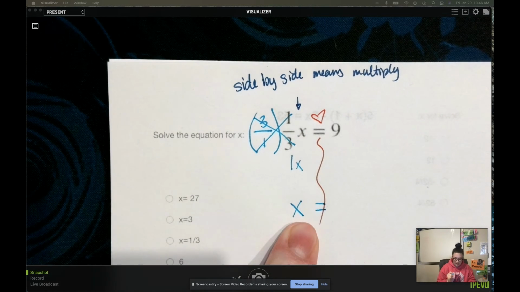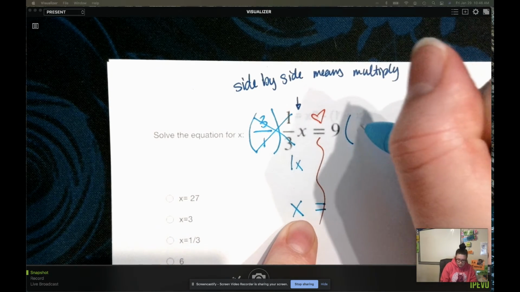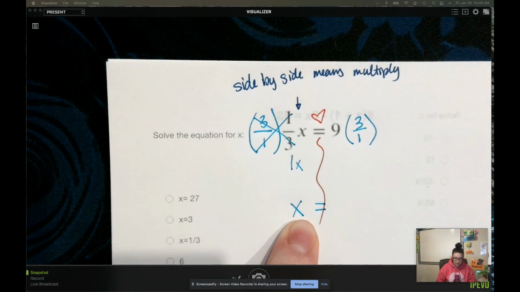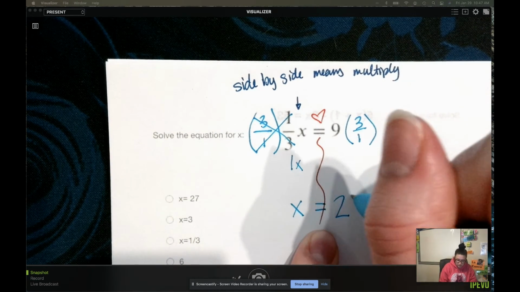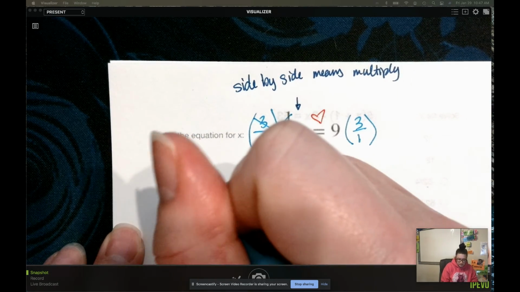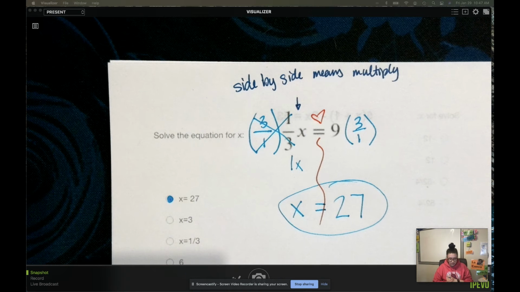So I'm left with x on my left side. And then if I multiply by 3 over 1 on this side, I should get 27. I should get that x is equal to 27 for my answer.